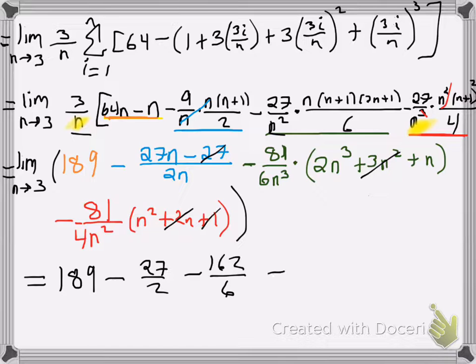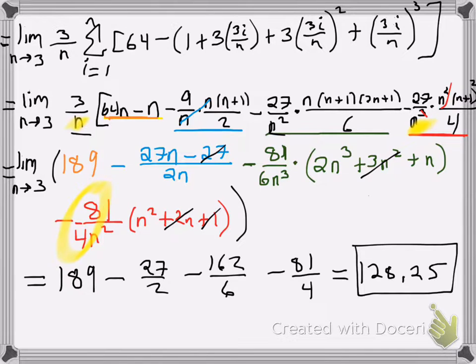Okay, and then finally, same argument here, these degrees are less than the n squared, so they're going to go to 0. So the only thing that matters is the 81 over 4, and that's what's going to end up here, minus 81 over 4. And put that in your calculator, and we get the area to be 128.25. And that's using our Riemann sums.